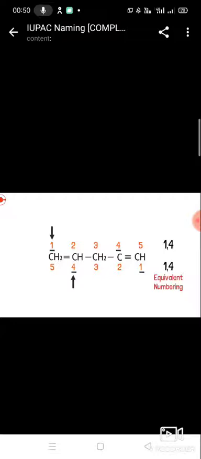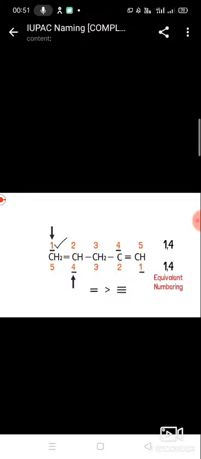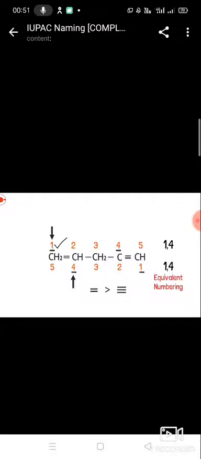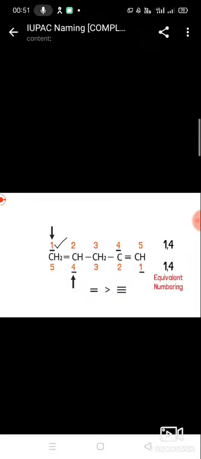For example, here 1-ene and 4-yne is there. 1-ene, 4-yne in a pentane group. So both double bond and triple bond will get a similar position. So next, lowest locant set rule. Here double bond is present and triple bond is present. If both are in the similar position, you have to follow equivalent numbering for double bond and triple bond.